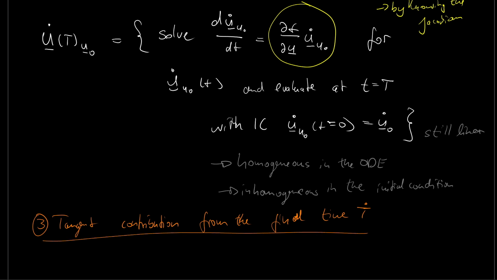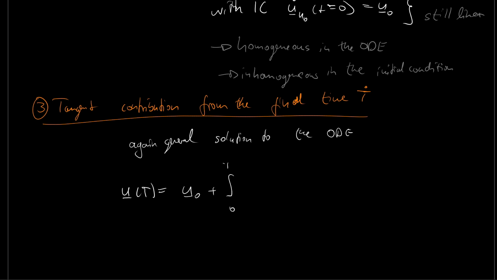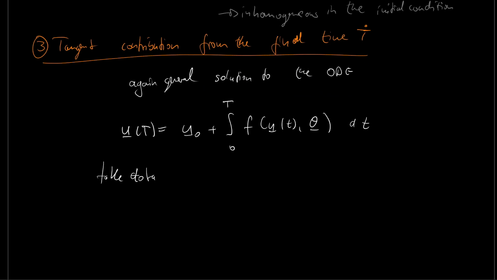Again, we will look at our general ODE solution. So again, the general solution to the ODE, and I want to write it down once again. So it is u at capital T is u0 plus integration from 0 to capital T of our function, which depends on u, which depends on lowercase t, as well as theta, integrated over dt. Then we will take the total derivative with respect to capital T.